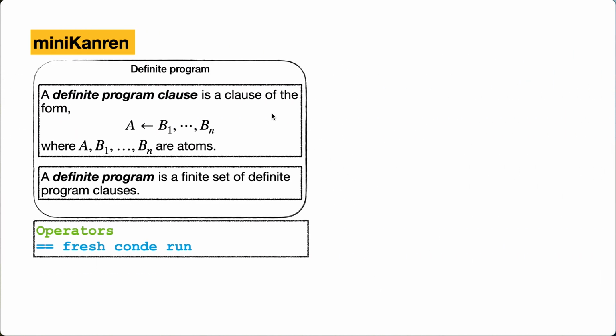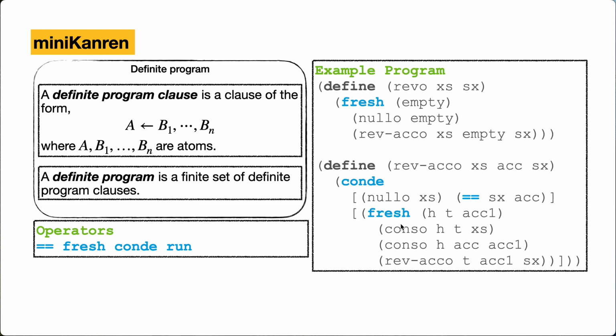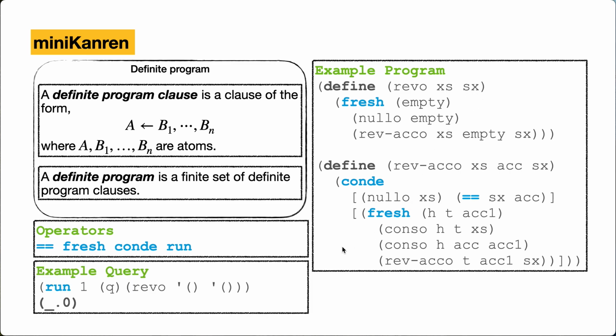So miniKanren basically supports definite programs as the definition we see here, with all the operators: equal, fresh, conde, and run. We can have an example program to run the query on whether two lists are reversed to each other. reverseo basically says that XS and SX are reversed to each other. So one simple query is to ask the reverseo relation: are these two empty lists reversed to each other? The answer returns succeed, which means they are reversed to each other.